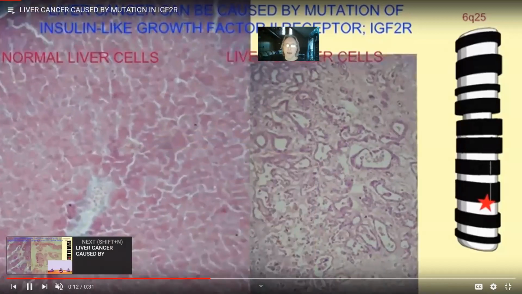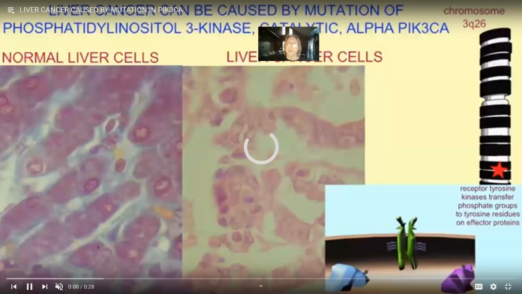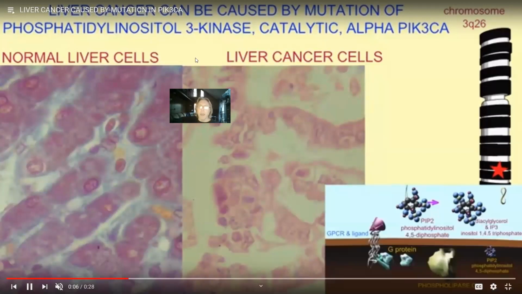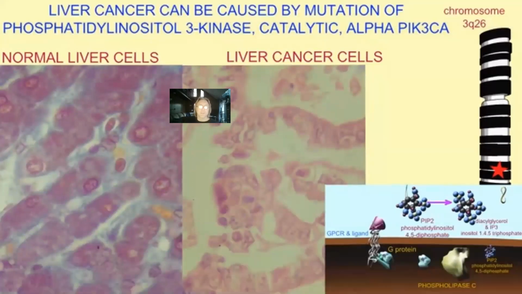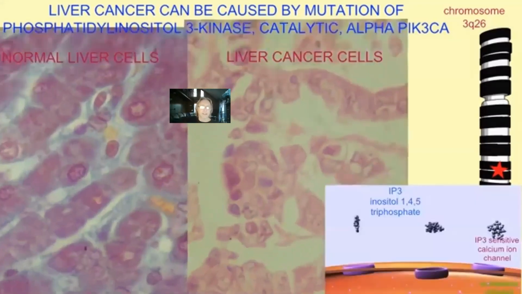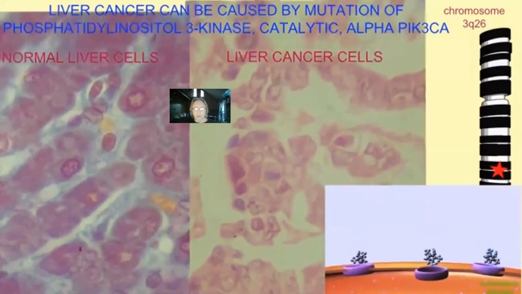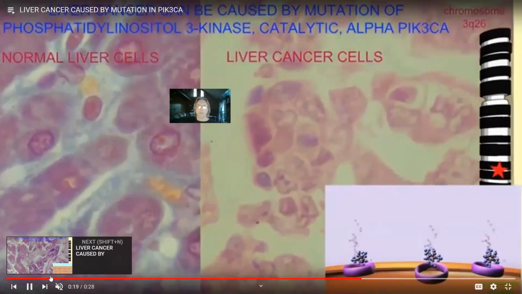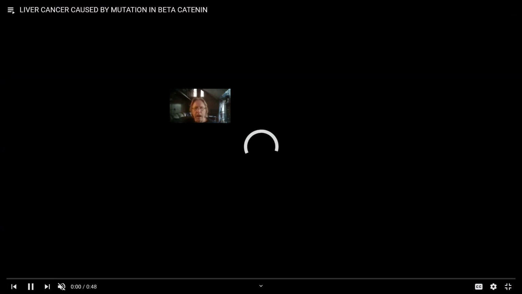Some people have liver cancer caused by other mutations, such as this one in a second messenger system, etc. So there are lots of different genes whose mutations can cause heart disease or asthma or cancer, etc. And so that principle I mentioned earlier is something that one can then apply to people.